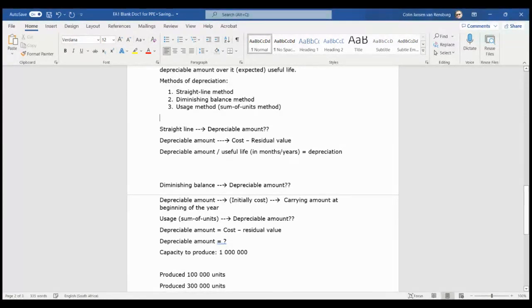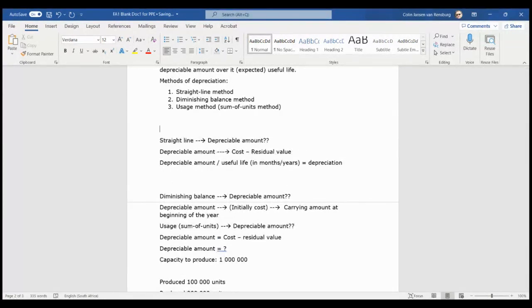We're going to use this in all our examples now. So let's assume the cost equals, what shall we make it? Let's make it 1 million rands. Let's make it 1 million rands.